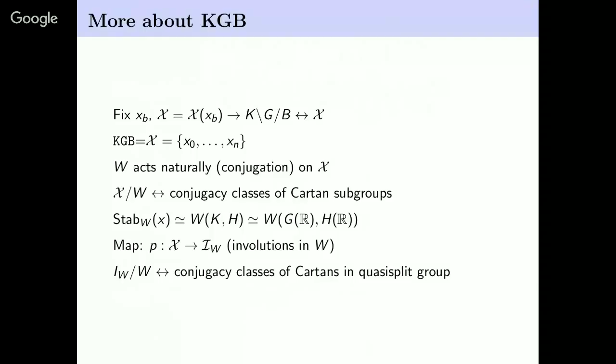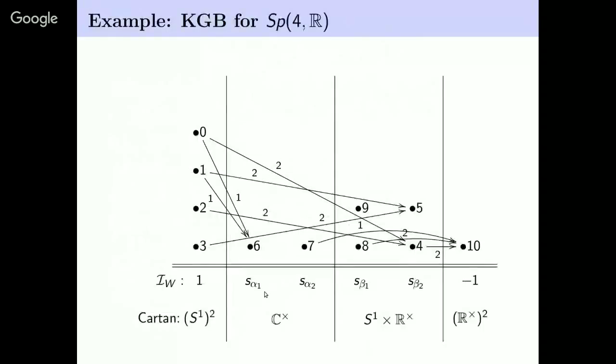So there's a map from X to I, which isn't necessarily surjective. If the group is quasi-split, it is. And so this I is telling you about Cartan subgroups of the quasi-split form. So this is a nice elementary object. It's just the conjugacy classes of involutions in the Weyl group and those parameterize conjugacy classes of Cartans in the corresponding quasi-split group. Okay, so here's a picture extracted from the algorithms paper, which gives an example of this.